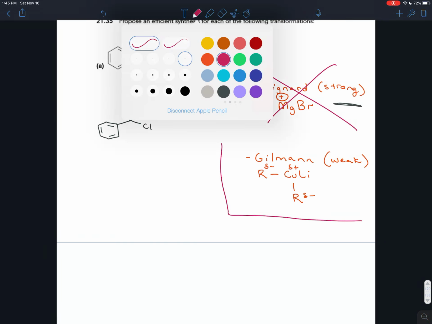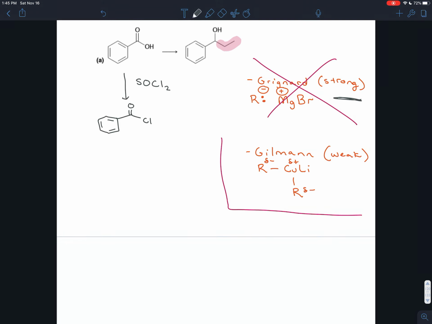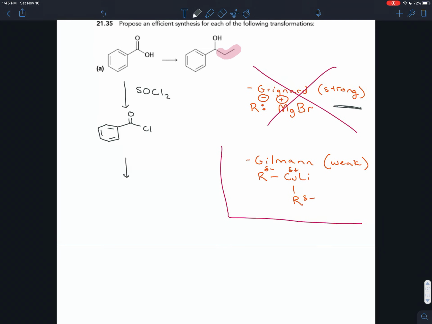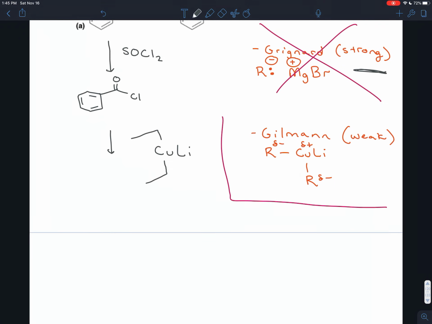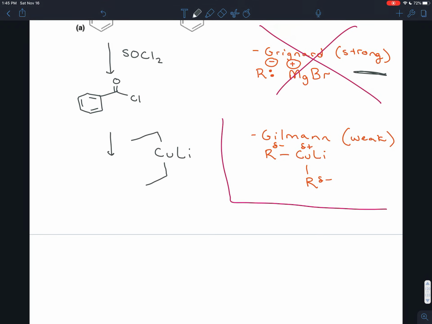Now, the Gilman reagent we want to use, whenever you think about what it would look like, you just draw a copper and a lithium together, and then whatever carbon chain you want to add, and here we have two carbons on that chain, draw that attaching to the copper. So there's one ethyl group, and there's another one. So that's our dialkyl lithium cuprate, as it's sometimes called, or our Gilman reagent.